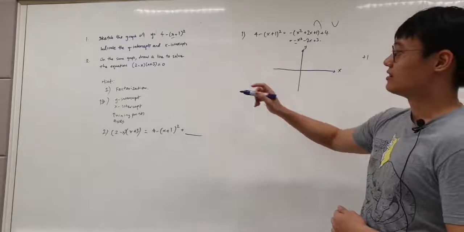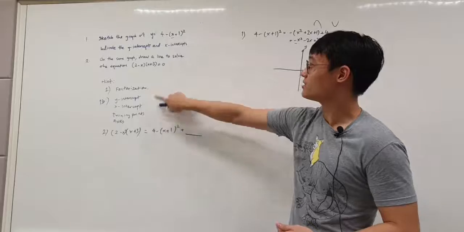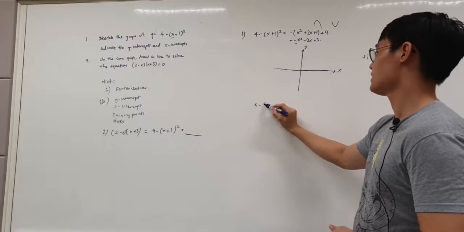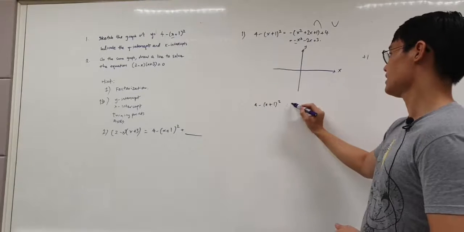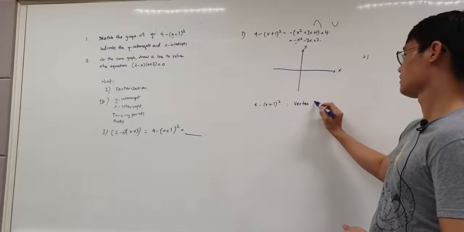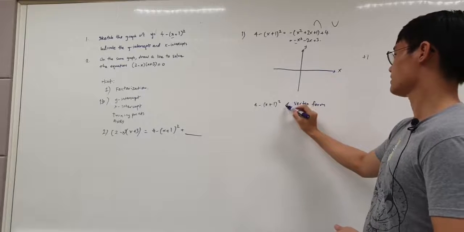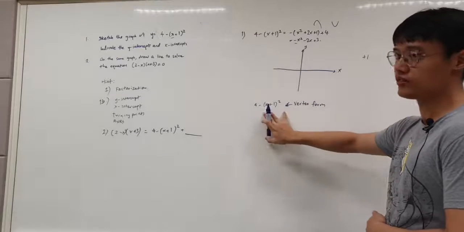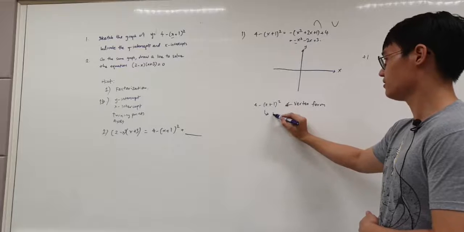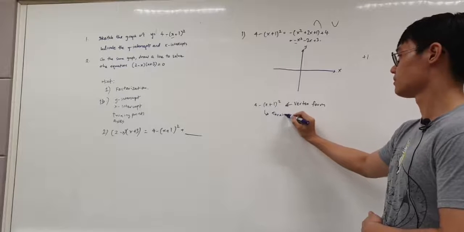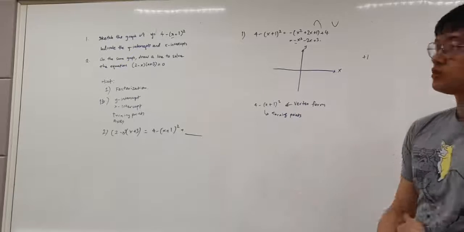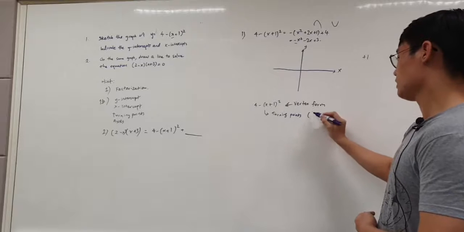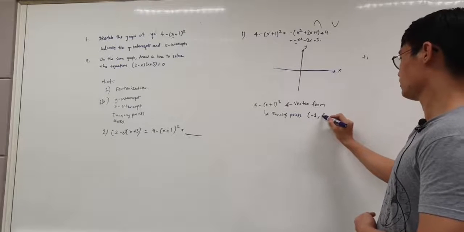Next, now let's talk about the turning point. So this is just nice for our vertex form. 4 minus (x plus 1) squared, this is the vertex form. Okay, so this vertex form is very useful. It can tell us the turning points immediately. So what are the turning points? The turning point is negative 1, 4.